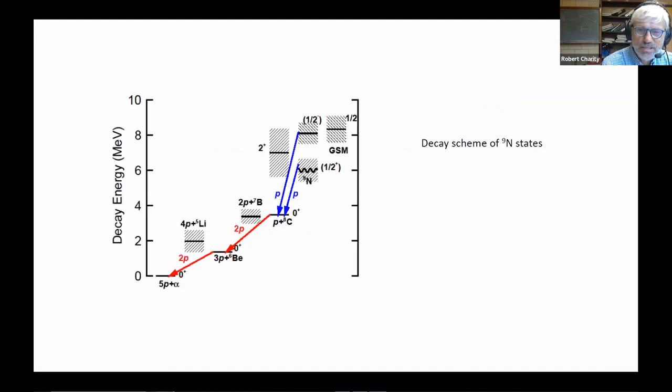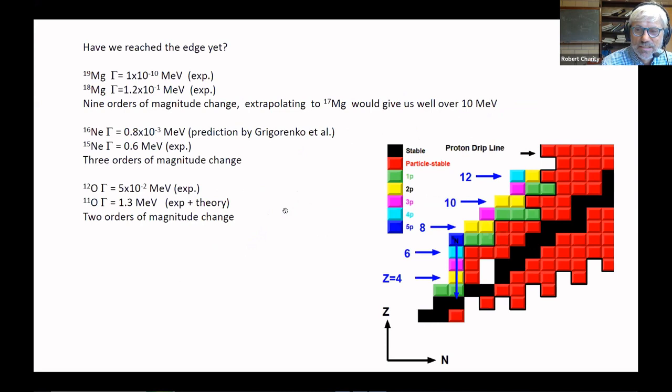So this is the decay path. This state here decays by proton emission to carbon, and then you get the 2 steps of 2 proton decay. And if this is a real state, it also does the same. So have we reached the edge? That's what I want to talk about. So can we go another step, right?